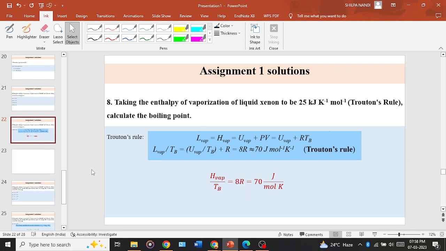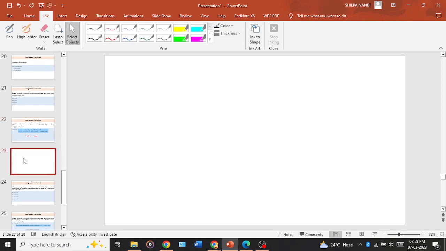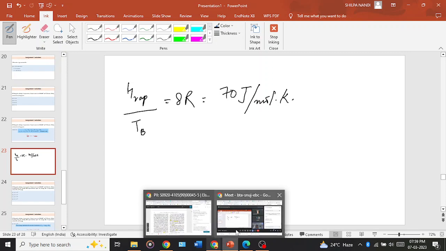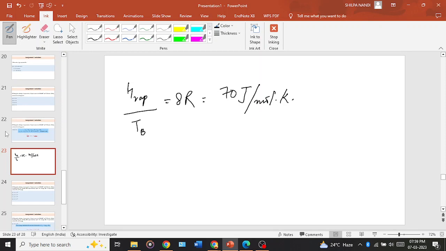So you got this as, H of vaporization by Tb is equal to 8R, which is equal to 70 joule per mole Kelvin. Do you think it's visible to you guys? Yes, ma'am. Fine.